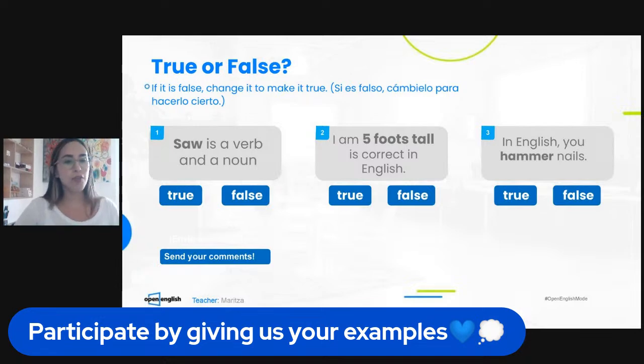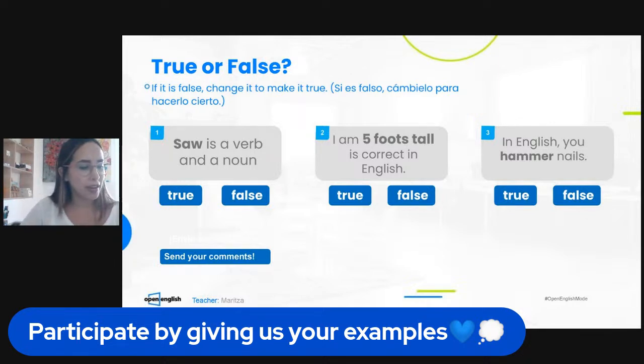Number two, is this sentence correct in English? I am 5 foot tall. I am 5 foot tall is correct in English. Is this correct to say in English? Is this true? Or is this false? Let me know here in the comments. I am 5 foot tall. Is this okay to say in English? Or is this incorrect to say in English? Monica says this is false. Judy says this is false.